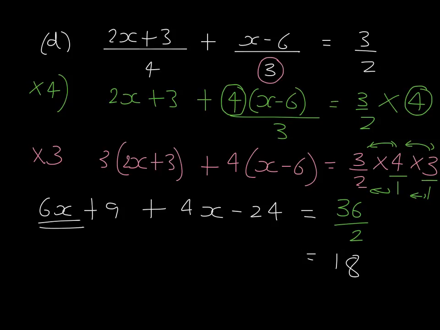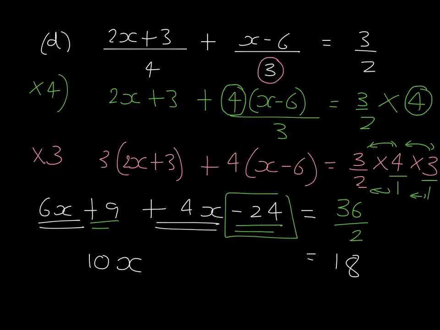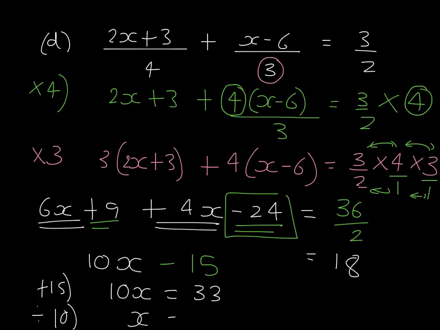On the left hand side, collect the like terms. So 6x plus 4x gives us 10x. Then 9 minus 24, remembering that everything owns the sign that comes in front of it, gives us negative 15. Then add 15 to both sides, giving us 10x equals 33. Then divide by 10, which gives us x equals 3.3, or 33 tenths as a fraction.